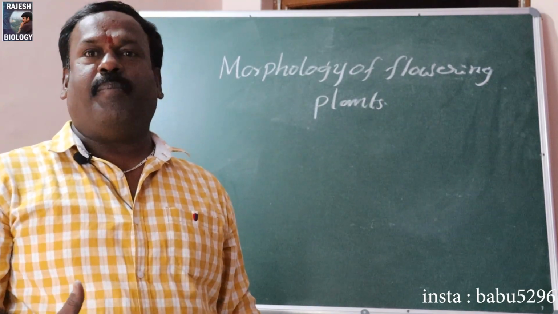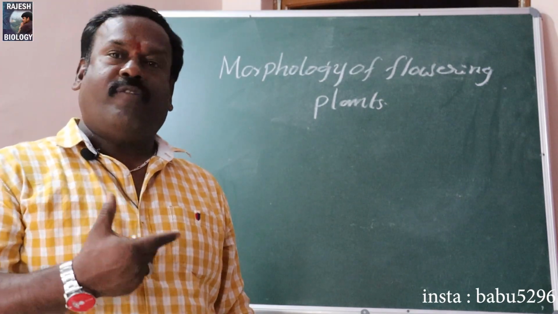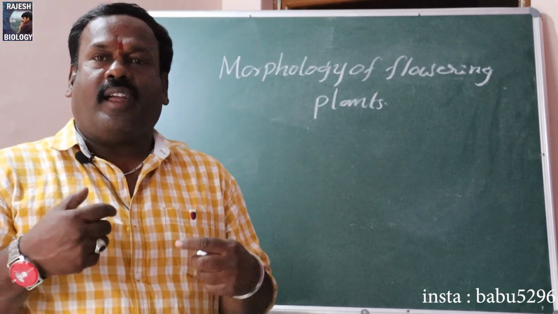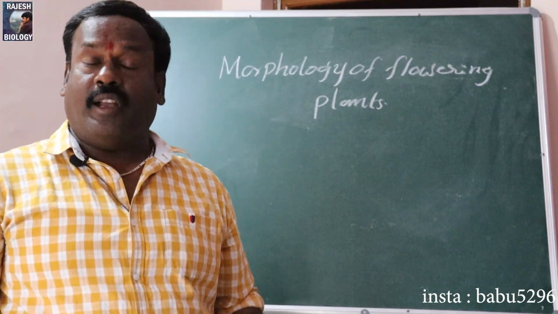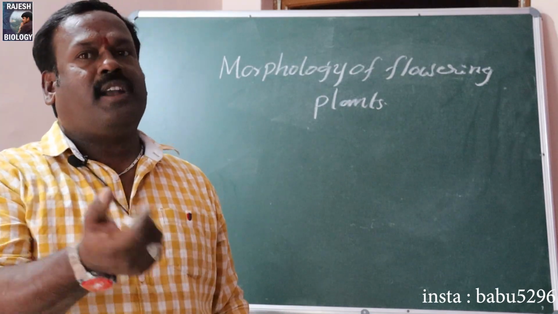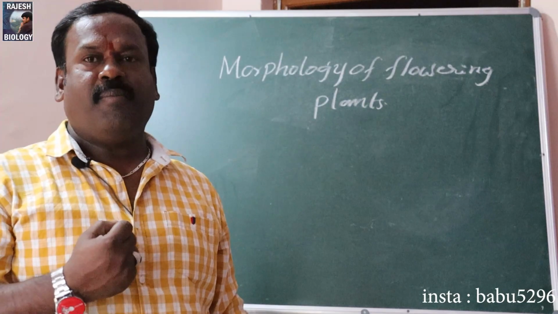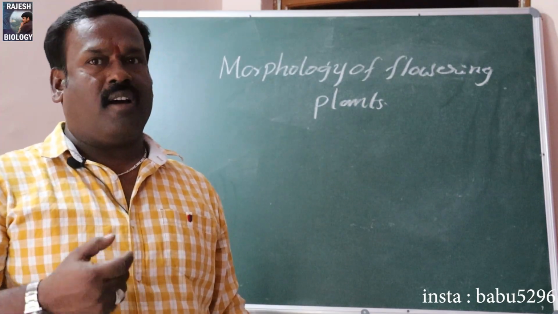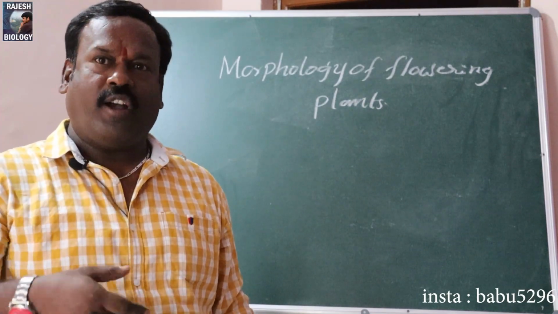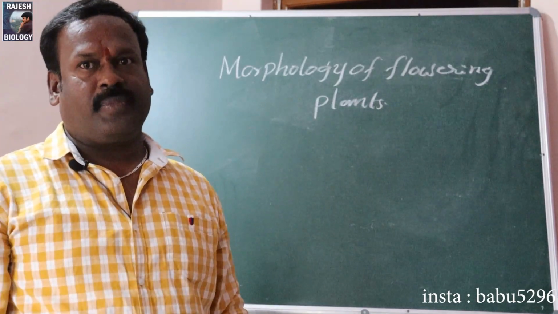Morphology is a branch of botany. Morphology means the explanation, the description of any part of the plant body, either root or stem or flower or leaf, whatever, any parts. So that is called morphology.